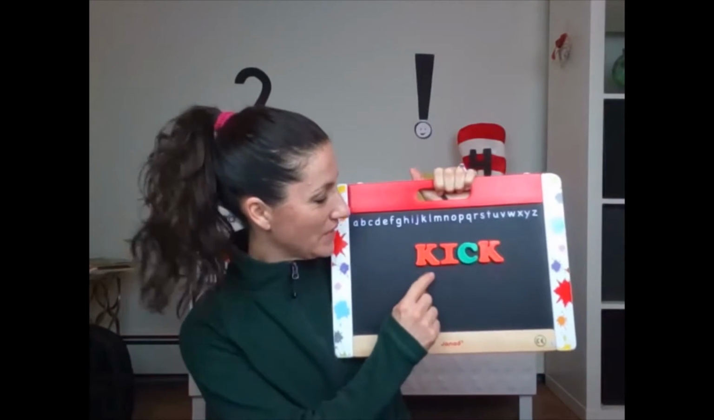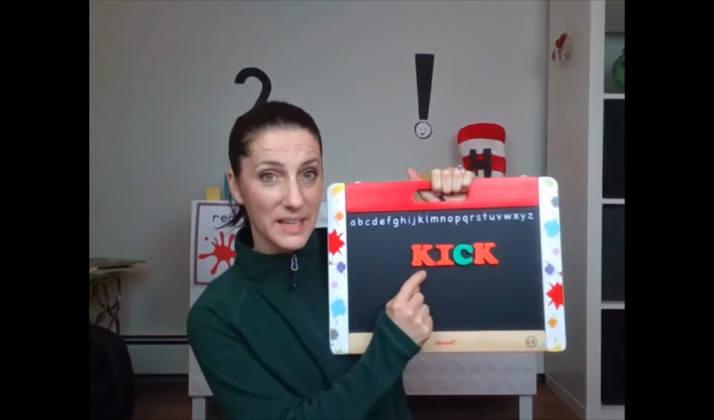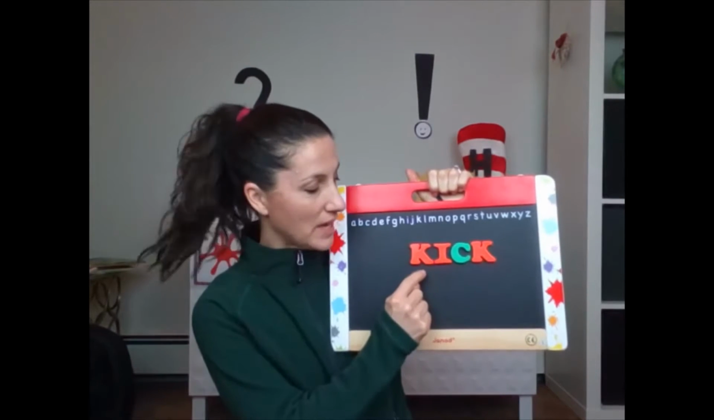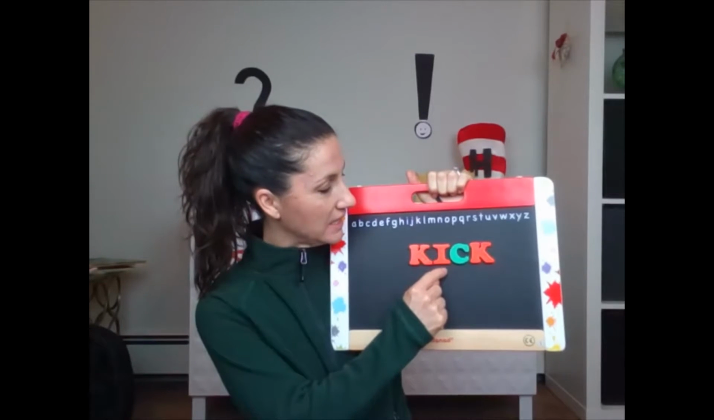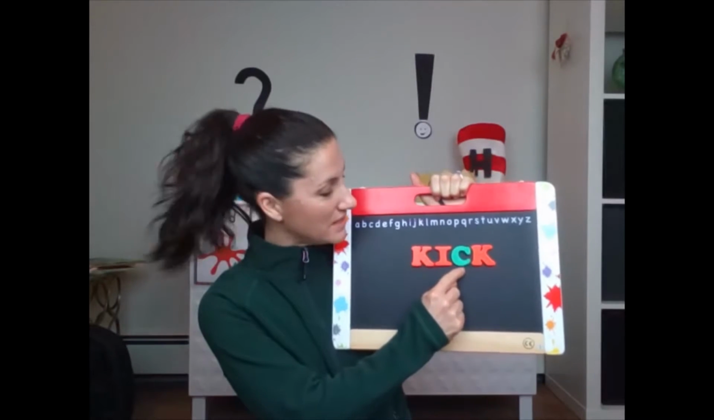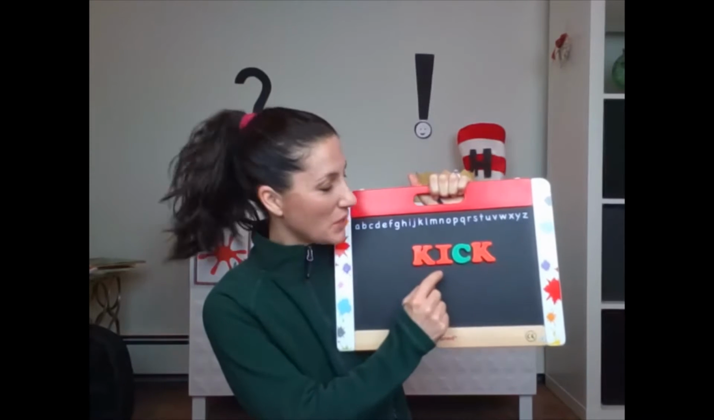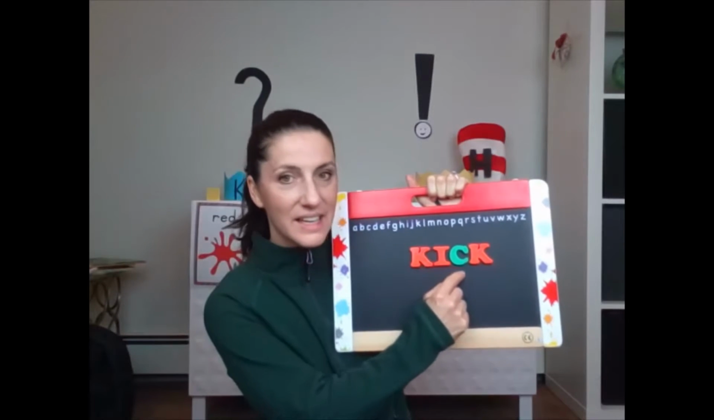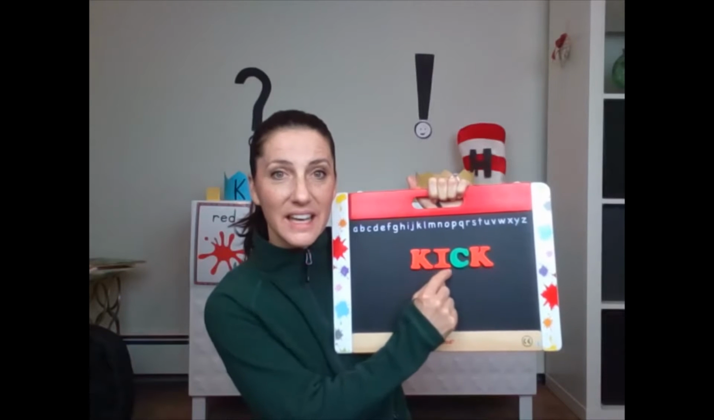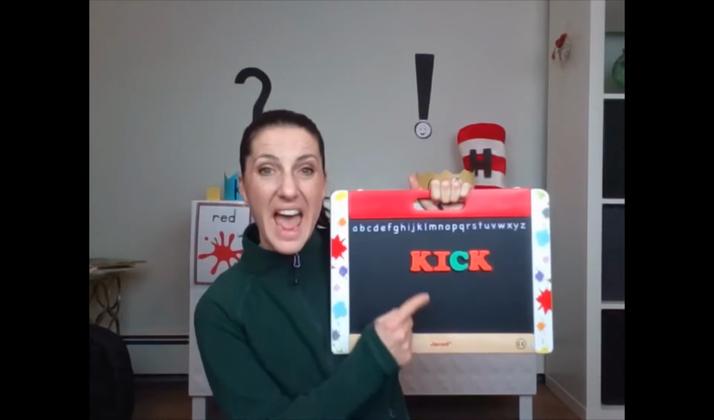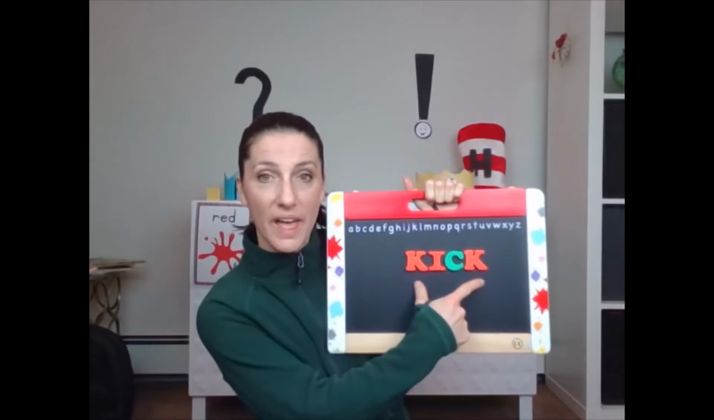Let's sound this out. K, k, right? We know K sounds like K. What does I sound like? I. So we have K, I. And what does C sound like? K. And so does K. So K, I, K, kick. So the word kick begins and ends with the letter K.